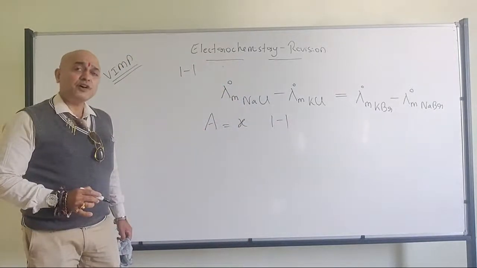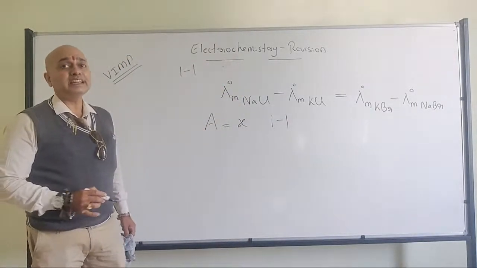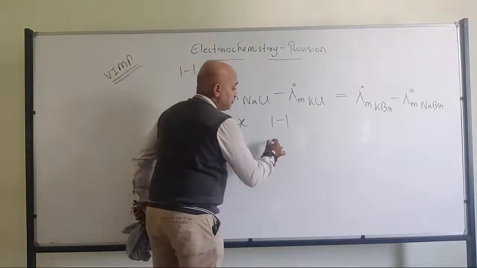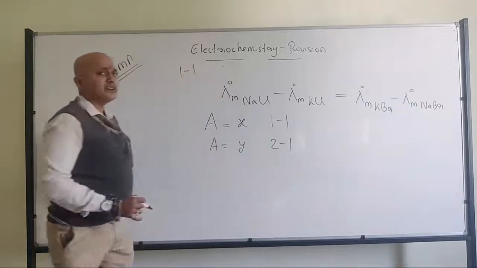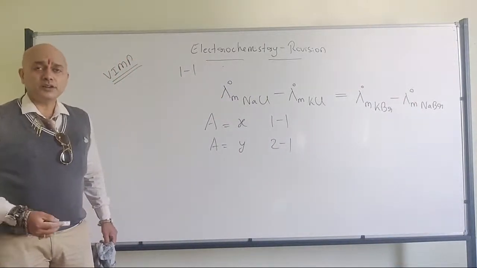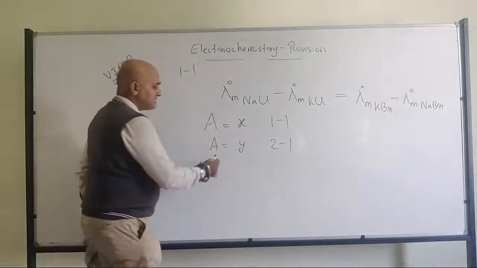It will be the same for all one-to-one electrolytes. Then A will be equal to some value. It will be the same for all 2-to-1 type of electrolytes, like calcium chloride, magnesium chloride.